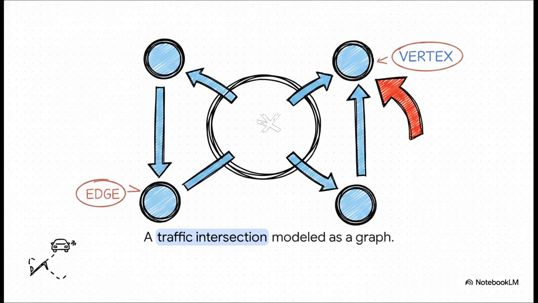Think about a simple traffic intersection. If you're designing navigation software, you literally can't just use a flat list of street names. You model it as a graph. The specific turns you can make are the vertices, or the nodes. The roads connecting them are the edges. By mapping it out this way, an algorithm can instantly calculate which paths are physically possible and which ones will cause a crash.